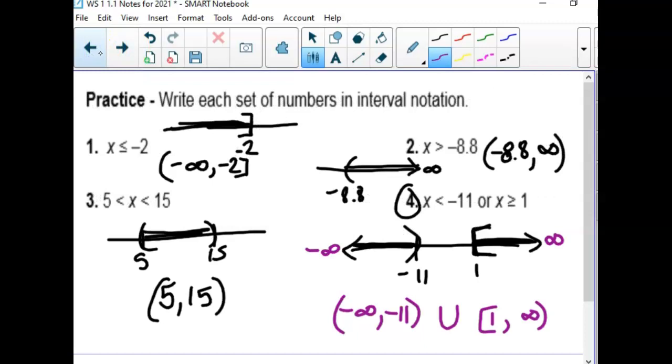Oops, did someone need more time? You didn't have to draw number lines. I just do that to try to help so that it makes sense.